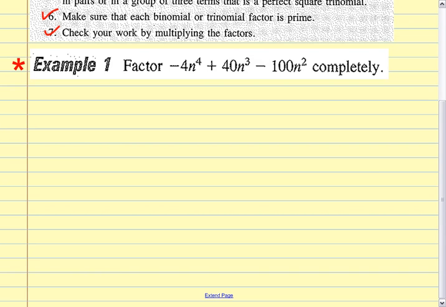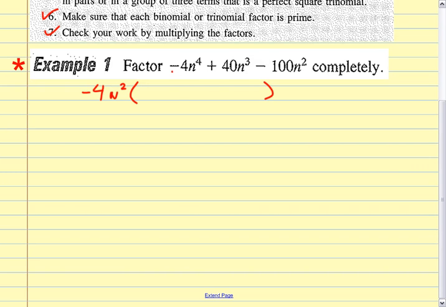Is there anything that I can pull out? Ellie. You can pull out... I always look for numbers first. You can pull out a 4. I can pull out a 4, but you know what? I've got this negative here, and I don't want that to be negative, so I'm going to pull out a negative 4. Okay. Can I pull out any variables, Libby? You can pull out an n squared. I can pull out n squared. Okay? So now I'm done.